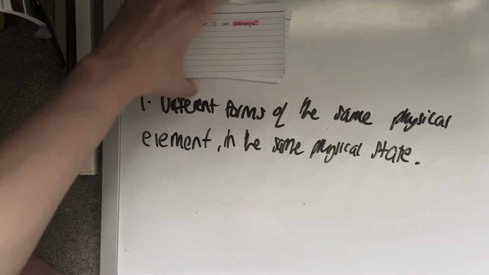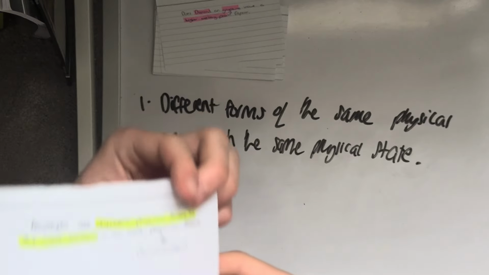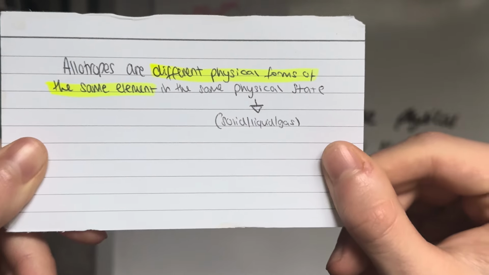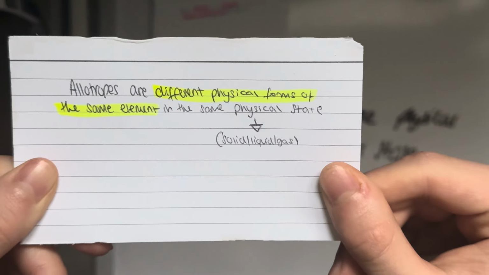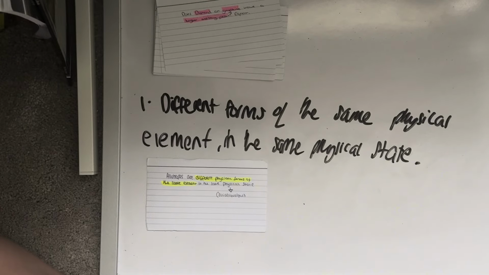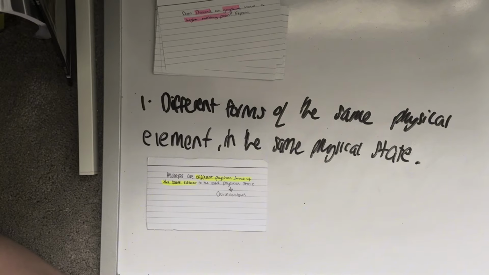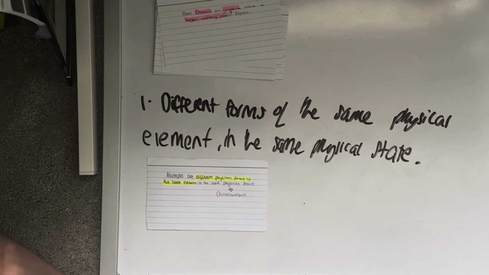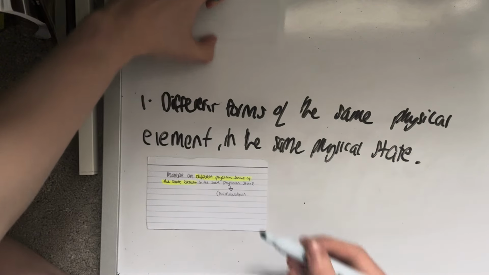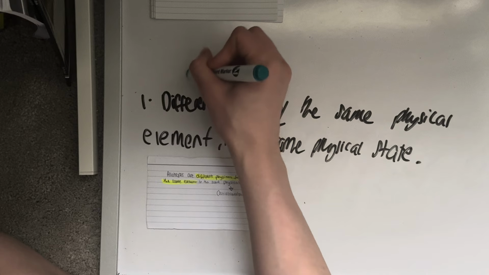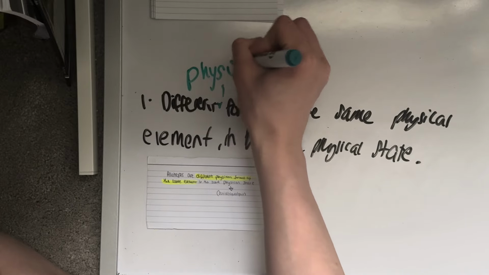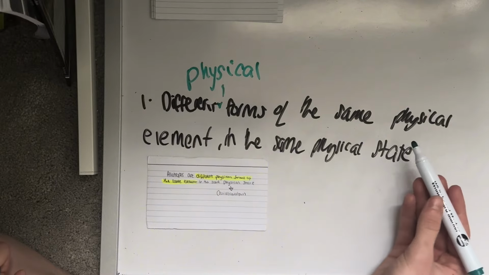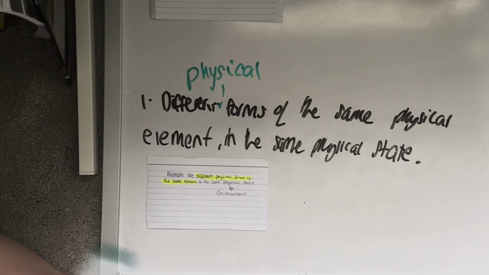And now we can check the answer on the back of the flashcard. Allotropes are different physical forms of the same element in the same physical state. As you can see, I got it wrong there. So we're going to get my green pen. First we've got to add here physical: different physical forms of the same. So I put physical in the wrong area there.